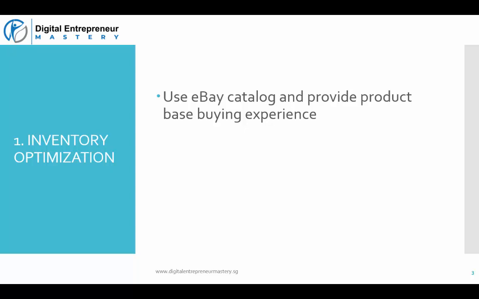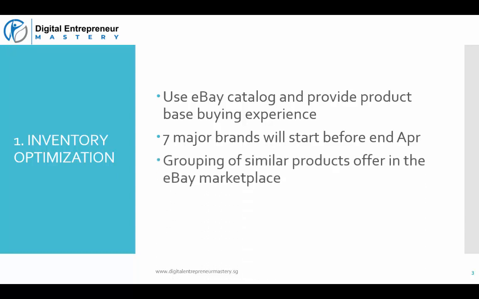And of course, there is this thing called the buy box. There are 7 major brands that will start before the end of April, which is this month. Those big brands are the ones you can find on the eBay Spring Update page, which I'll point out to you where to locate. The grouping of similar products that I mentioned is one of the key changes in this year's eBay Spring Update, where all the similar products offered in the marketplace are grouped together for the buyer to choose from.